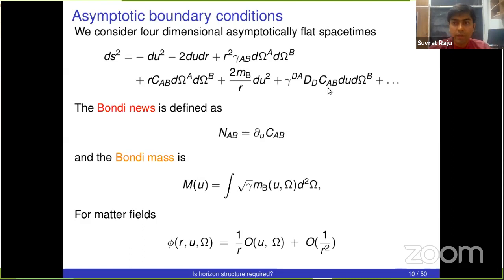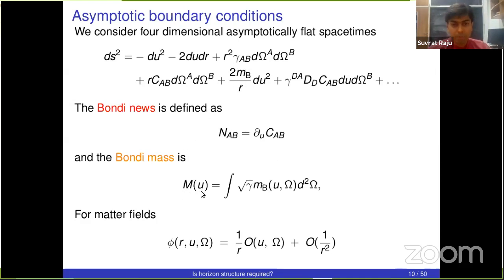And it's often convenient to speak not in terms of the shear itself, but rather in terms of the derivative of the shear with respect to retarded time. And that object is called the Bondi news. You can think of it as the dynamical graviton operator at null infinity. It'll also be convenient for us to talk about the Bondi mass, which is the integral of this Bondi mass aspect MB that appeared in this part of the metric.